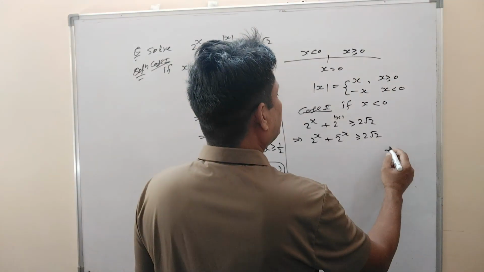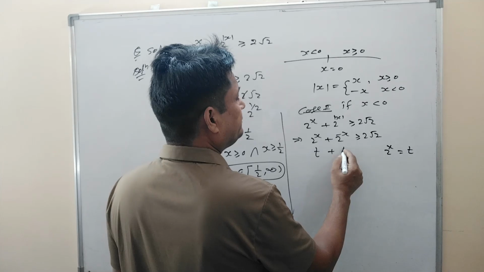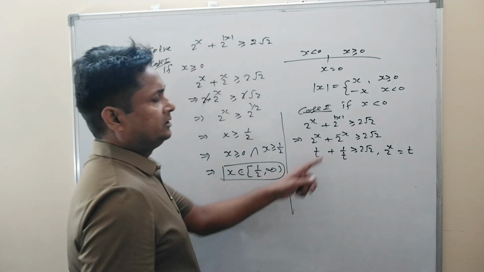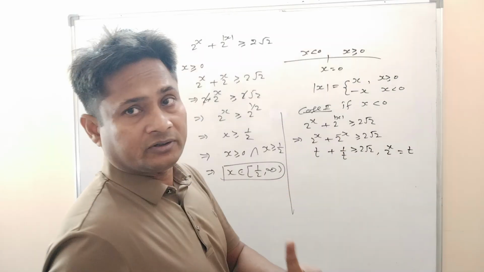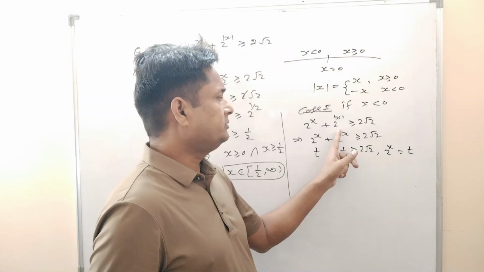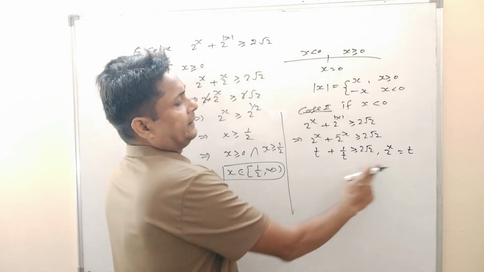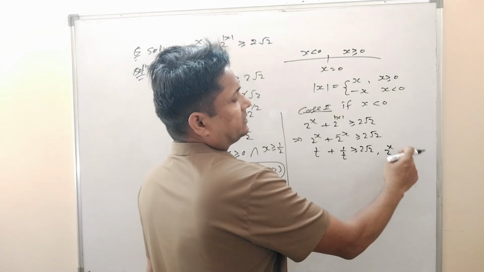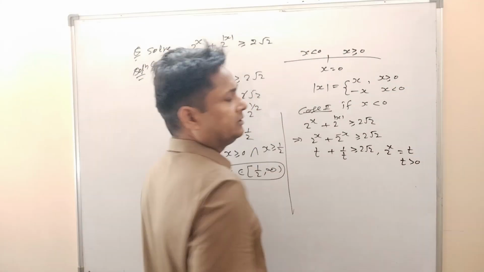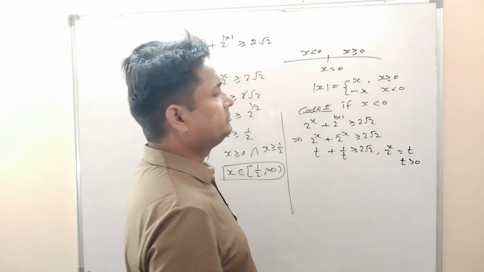Now put here 2 to the power x equal to t, then this will be t and this will be 1 by t greater than or equal to 2 root 2. This will be 1 by 2 to the power x, so 1 by t. Now simplify this one. We have substituted 2 to the power x equal to t. So t is always positive, because 2 to the power x always gives a positive value.